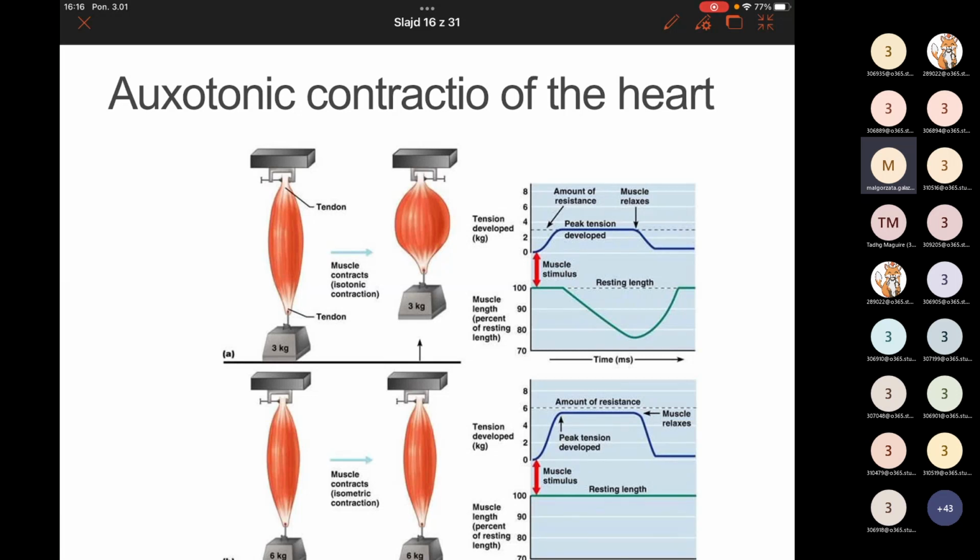Okay, and now I think that maybe not now, but during the next lecture, we'll try to figure out what the preload and what the afterload are for the cardiomyocytes, and for the auxotonic contraction of the heart.